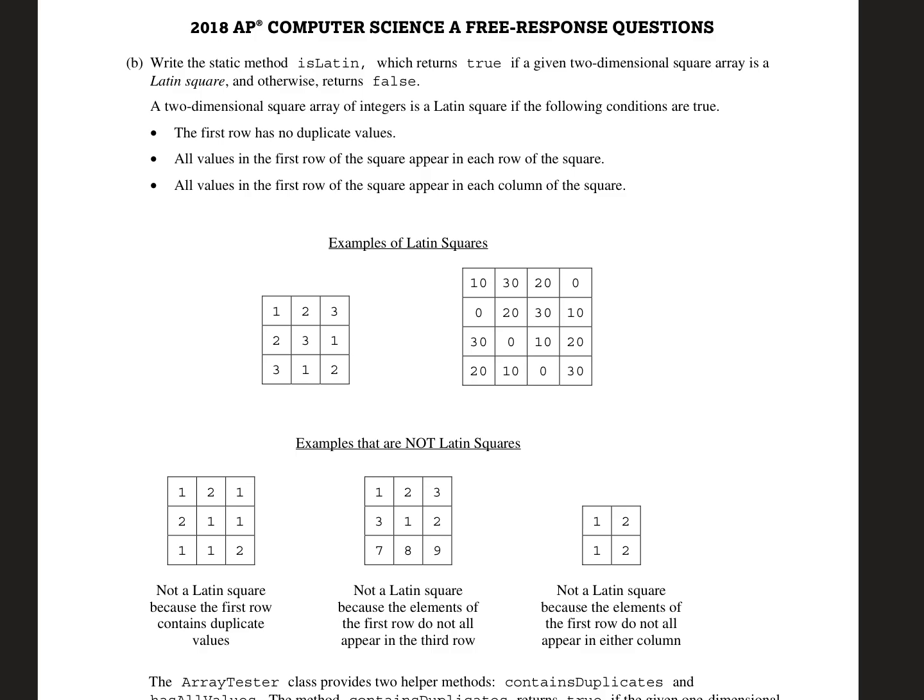These are not Latin squares because you see we have repeated elements. Here, everything that's in the first row, or row 0, is not in this one. And then this one's not a Latin square because this has got 1, 2, but the row only has 1.